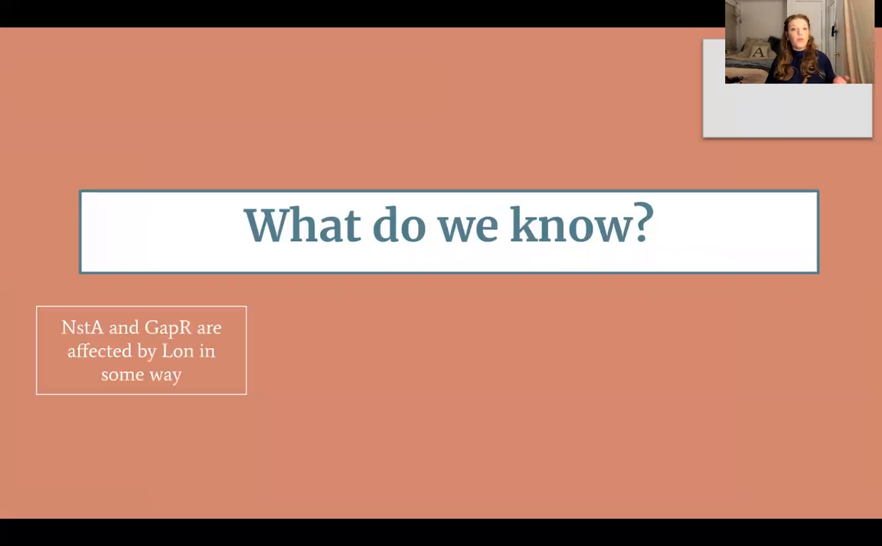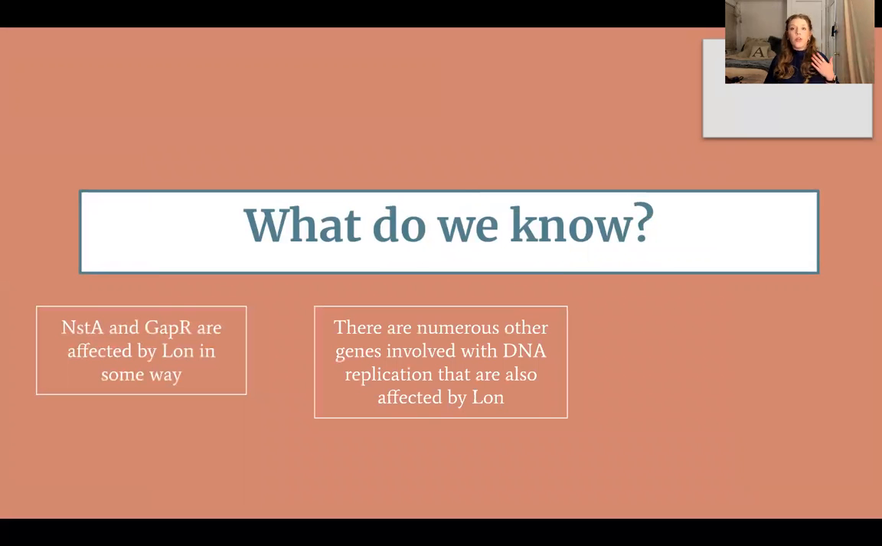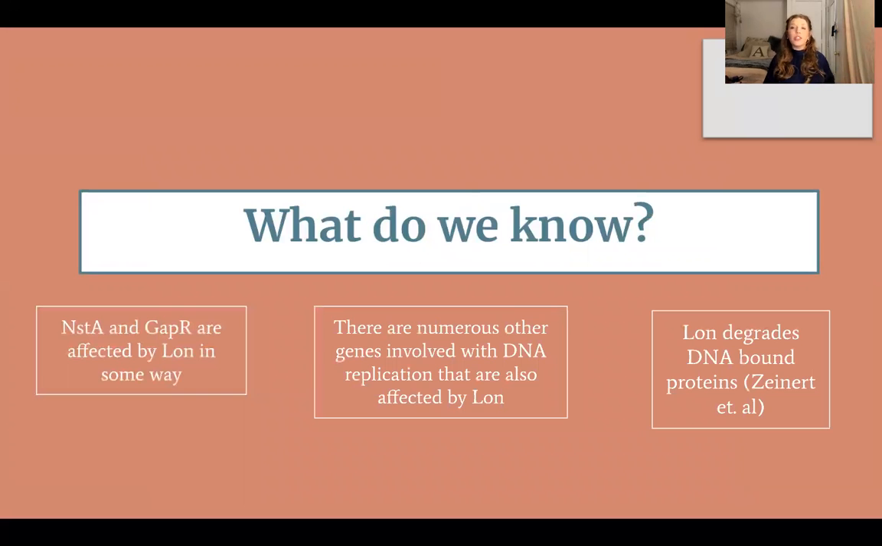So what do we know right now? We know that NSTA and GAP-R are definitely affected by LON in some way, we just don't know how. We know that there are numerous other genes involved with DNA replication that are also affected by LON. And also in a study done by Zian et al., we know that LON actually degrades DNA-bound proteins. And this is really important in some of the things that I want to propose going forward.